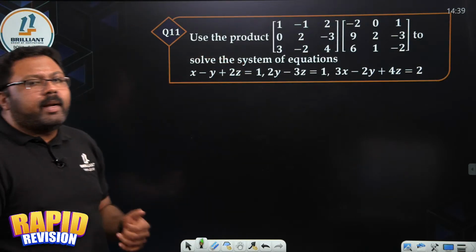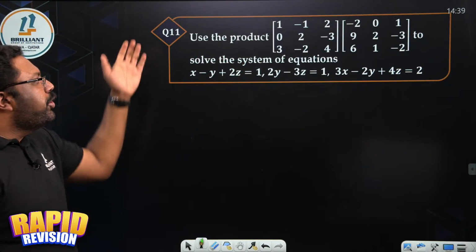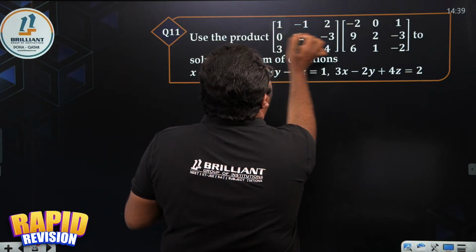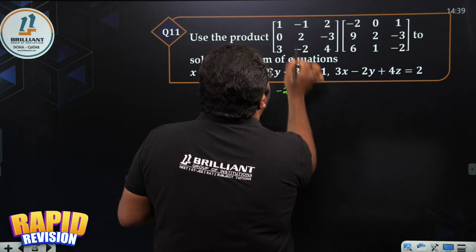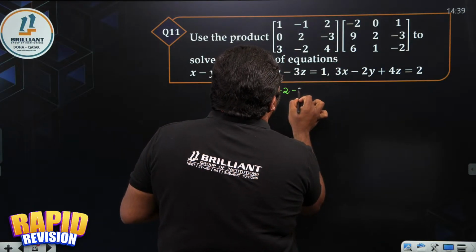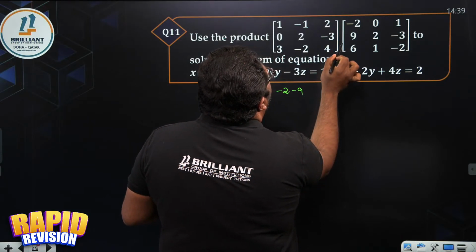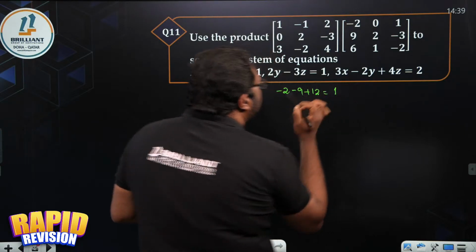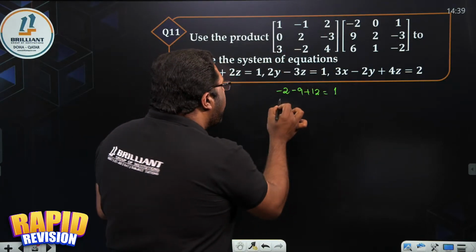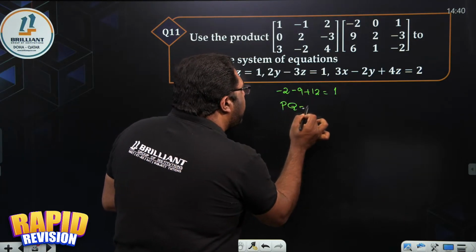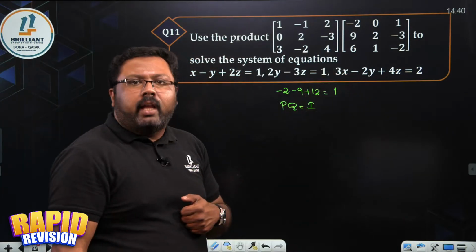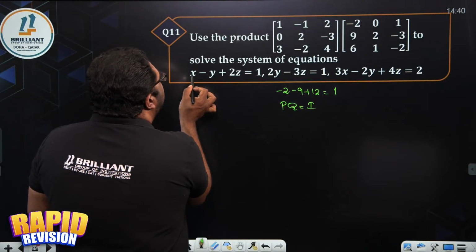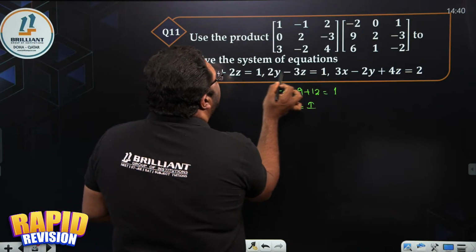Now this is one more question which you can practice. I'm not going to do it again. It's a product, so I'll just show you the product alone. I multiply 1 and minus 2, so it's minus 2. Minus 1 and 9, it's minus 9. 6 2s are 12. Okay, so I can see that the first element is 1. So I will say that here the product PQ is straight away I. Not 8I. It's I.